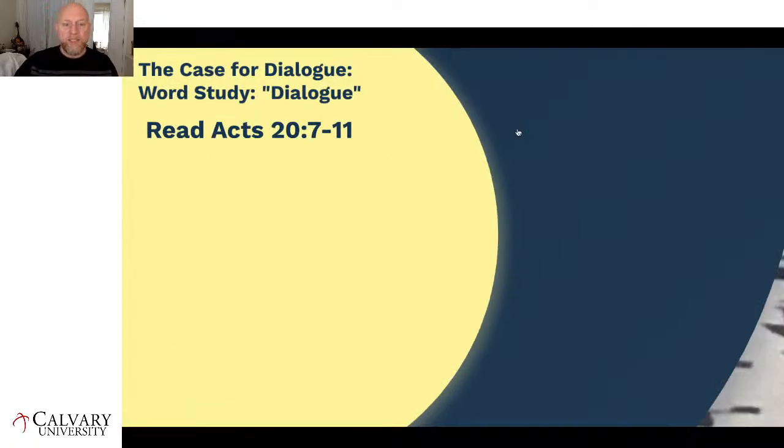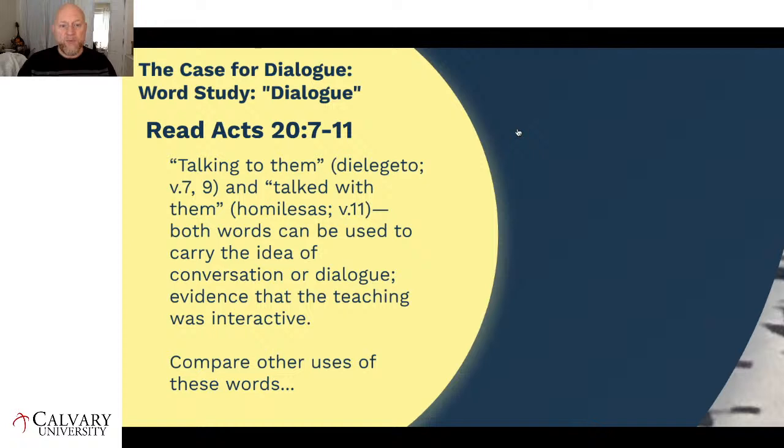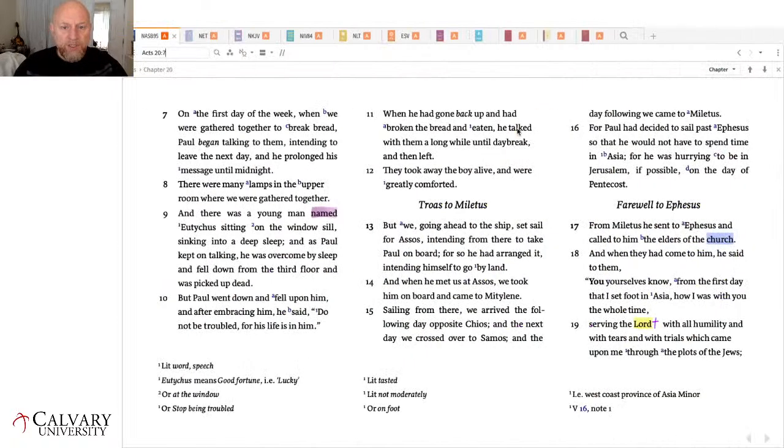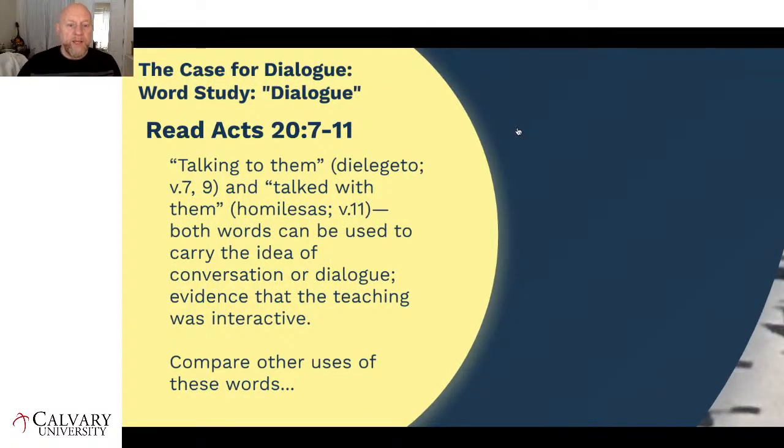And so in this case, I'm going to say that talking to them, which is dialegomai, verses 7 and 9, and then talked with them, verse 11, homileo. It's the word we get homiletics from, because actually I was questioning whether that was exactly right, but the word used here is homileo, which is a verb, aorist active participle, singular. But anyway, those two Greek words can be used to carry the idea of conversation or dialogue.